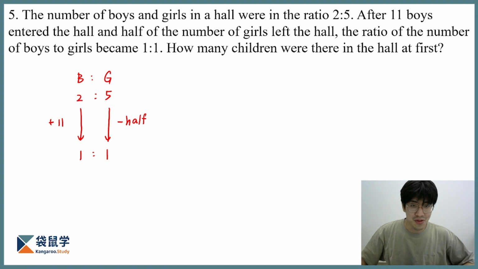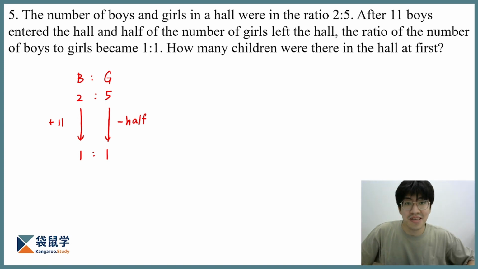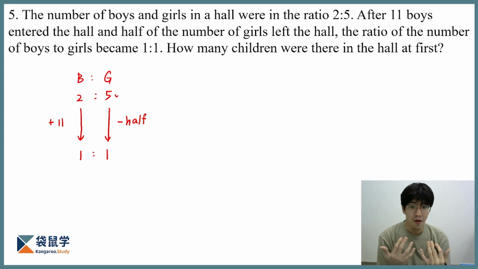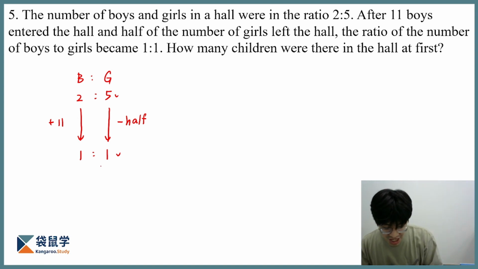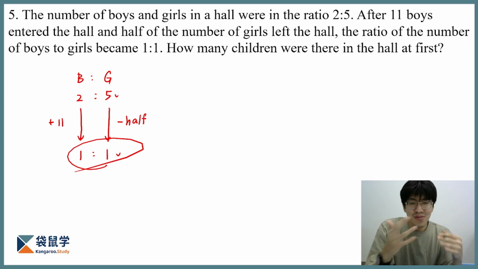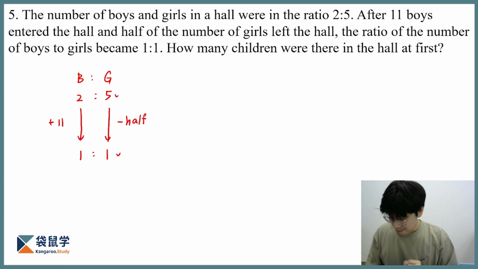Now let's see how we can do this. Again, let's first check whether the quantity corresponding to 1 unit is consistent. Is it? No, because over here is 5. If I take away half of it, how can it be 1? What is half of 5? 2.5, right? However, do I want to change this ratio into 2.5? Well, we don't like to work with decimals in my ratio, so what can I do?